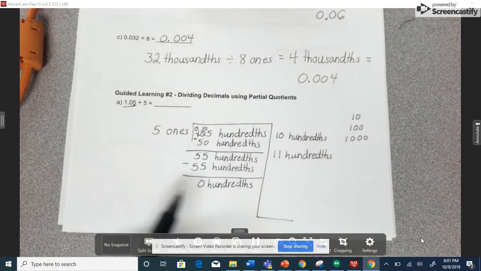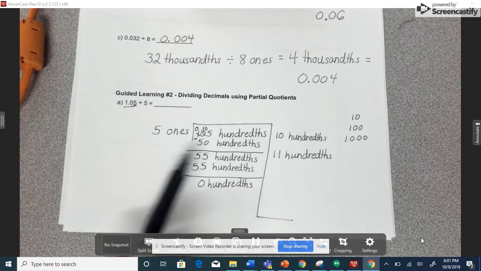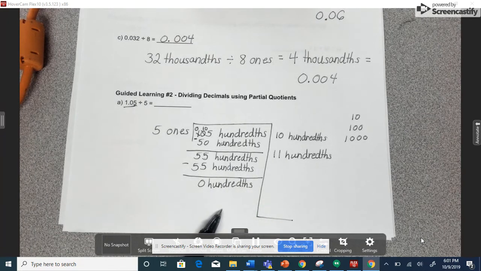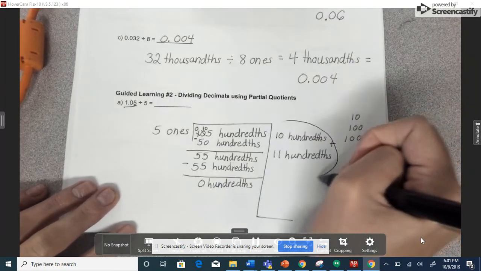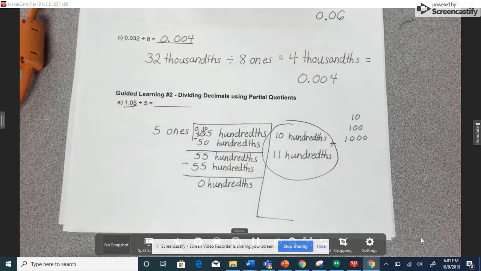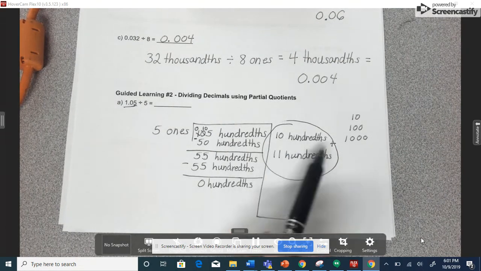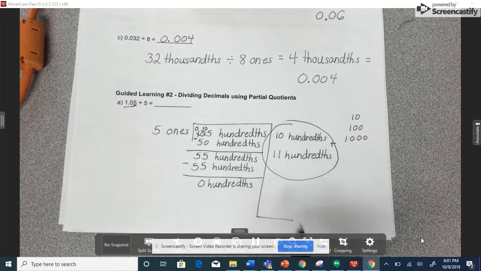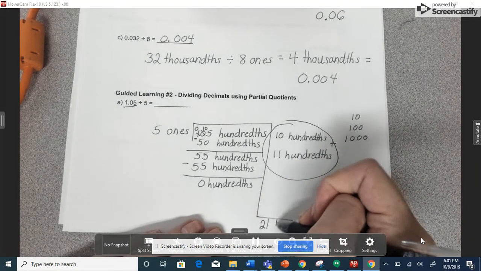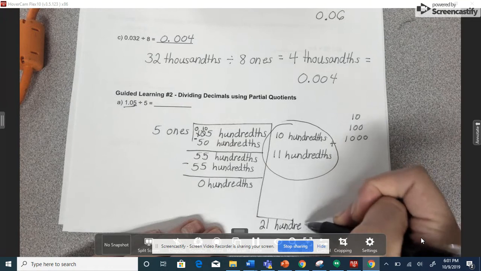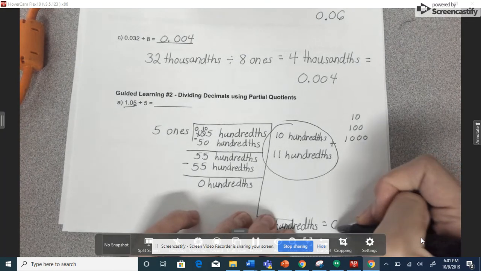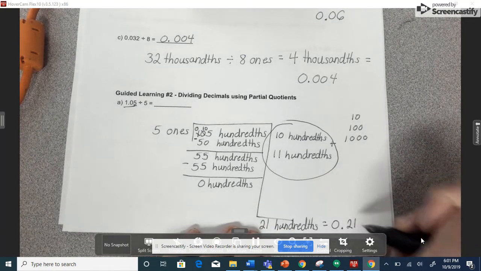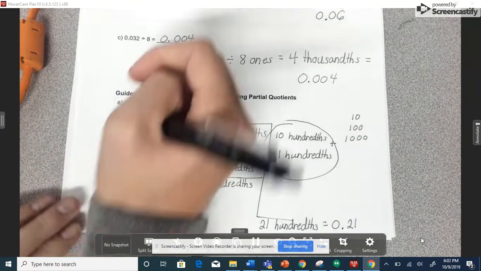When we get to 0, we know that we are done dividing. Last thing we have to do is we need to add up all these numbers to figure out how many hundredths we have in total. 10 hundredths plus 11 hundredths, that's 21 hundredths. So I know my answer is 21 hundredths. I can rewrite that in standard form as 0 and 21 hundredths. That's what I'm going to put on the line here.